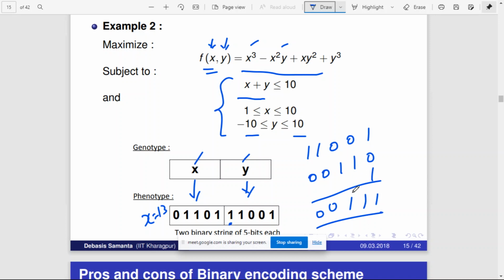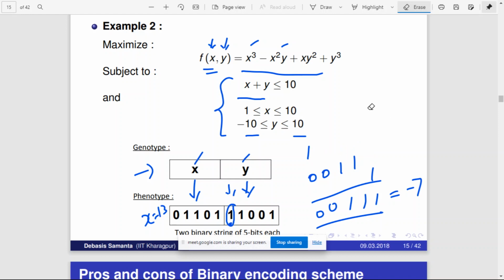4 2 1. 4 plus 2 is 6, plus 1 is 7. But you can see here this is a sign bit, it is 1, so probably it is minus 7. Okay, so here y is considered as minus 7. So this is a genotype, and this is the phenotype, right?